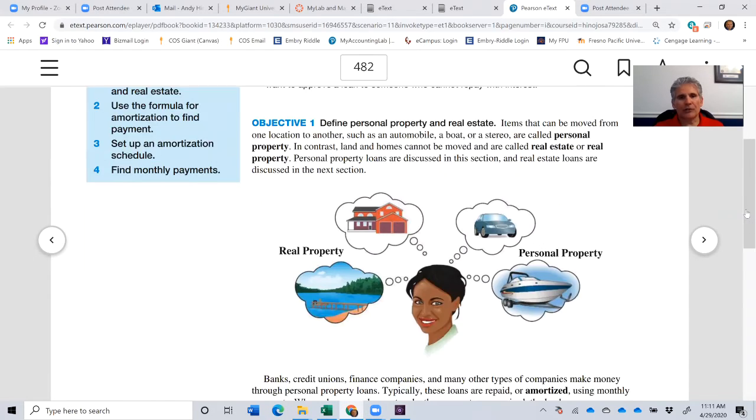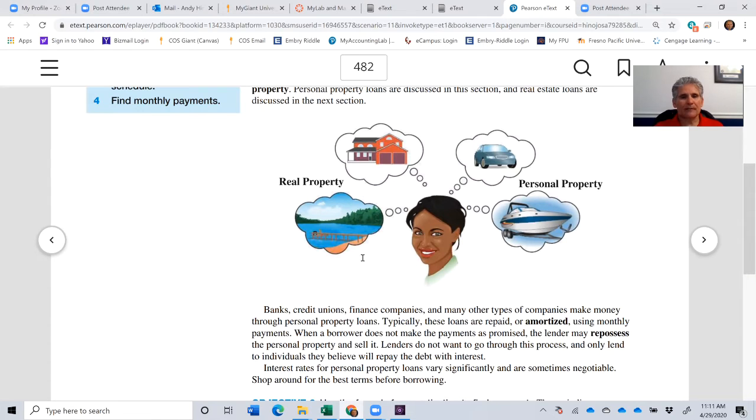Nice little picture here. Real property is like a home, maybe some land that you've bought, or a rental property somewhere by a lake. And personal property would include vehicles and boats.